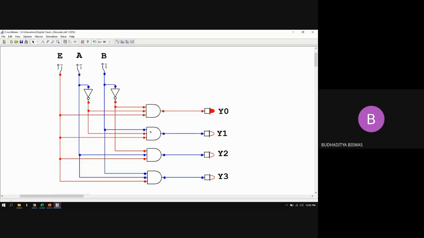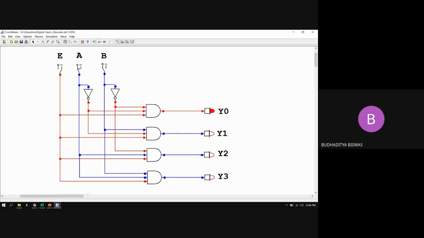Check the gate number 2. Here one of the input is 0. And we know the property of AND gate is that if one of the input is 0, the output is always 0. Check the gate number 3, the middle input is 0. Check the gate number 4, 2 inputs are 0. So that means except the gate number 1, in these possible combinations, A equal to 0, B equal to 0, all the inputs become high for gate number 1. That's why it produces the output and Y0 is high.